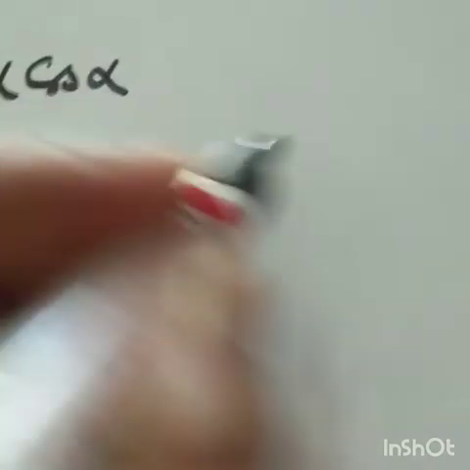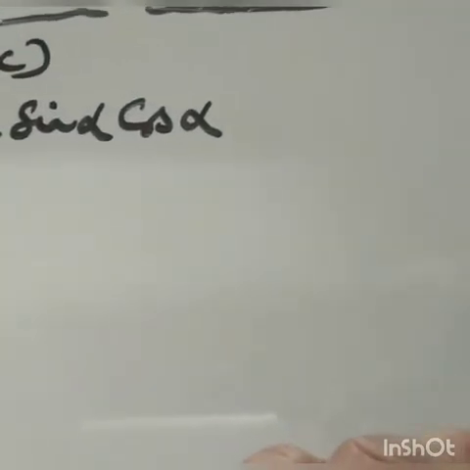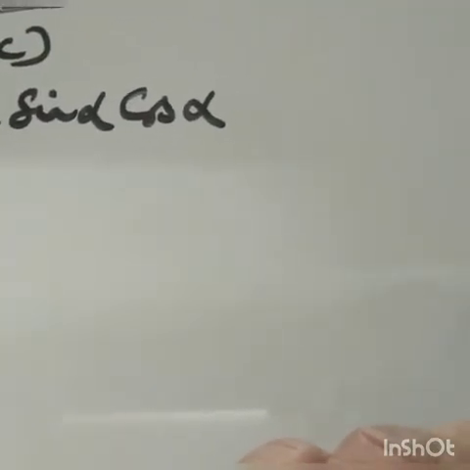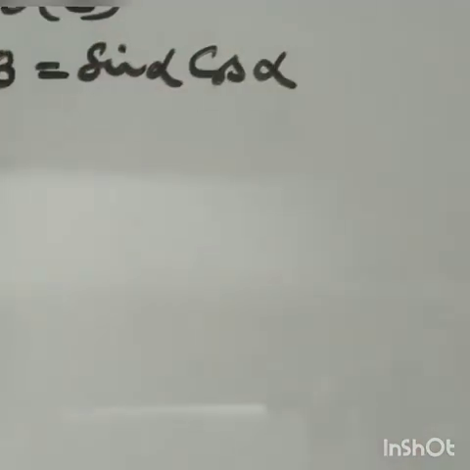What is given? Sine square beta is equal to sine alpha cos alpha. Now just see this question. Sine square beta is equal to sine alpha cos alpha. Now we have to show that cos 2 beta is equal to 2 cos square (pi by 4 plus alpha). Now we'll begin with the left hand side.